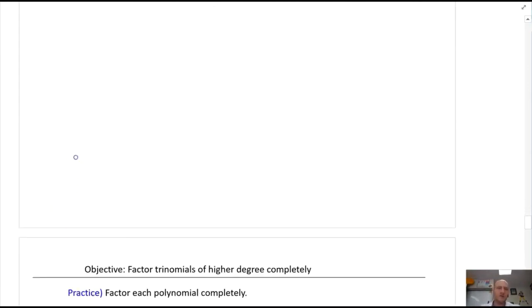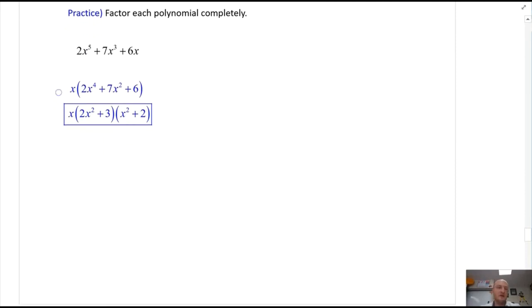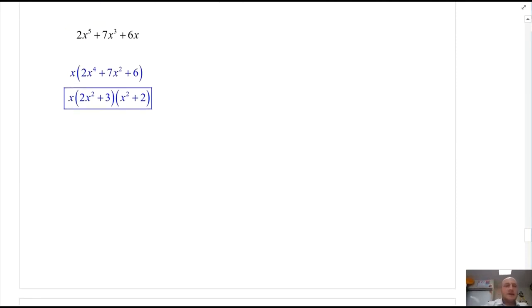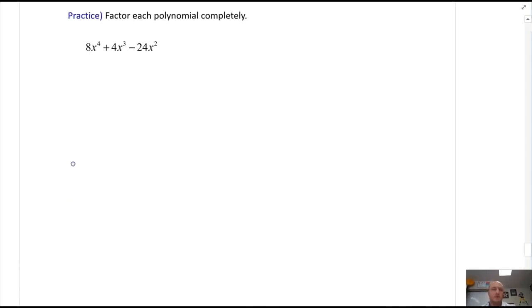All right, hopefully you paused the video. You do have a GCF of x initially, and then again, notice here's your a term, here's your c term. So you want 2 factors that add up to give you your b value, which is 7, and you want 2 terms that multiply to give you a times c, which is 12, okay? And so that would be obviously 3 and 4, okay? And then here is your solution. All right, next example, here you go.